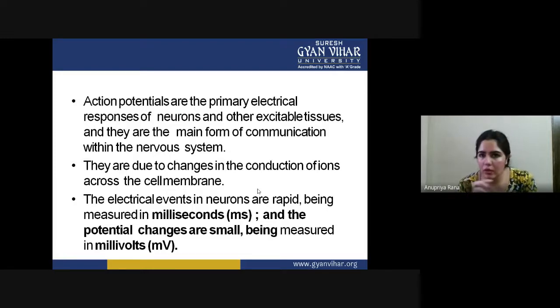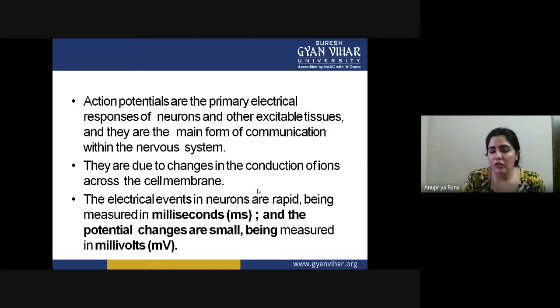So here, from a definition point of view, these are the electrical events in a neuron. These electrical events which generate the action potential are very rapid. They're not slow. It is a very rapid and fast process, measured in milliseconds, a unit that is very small, even compared to a second.